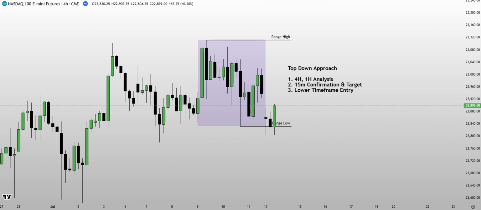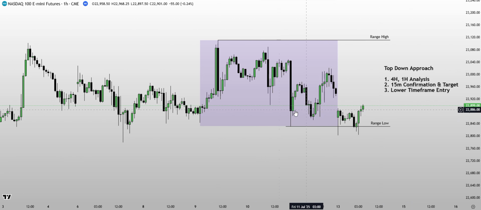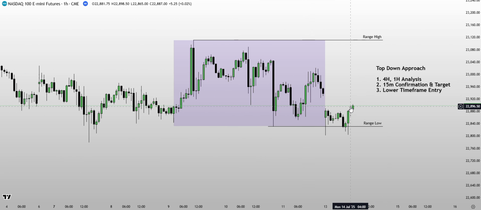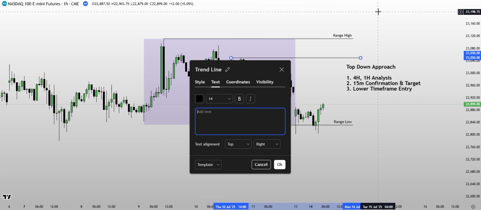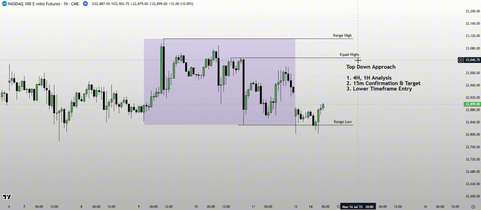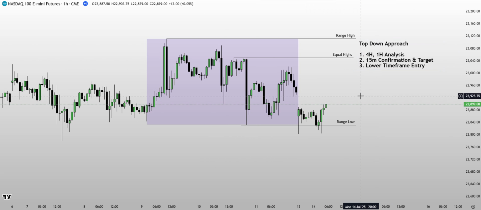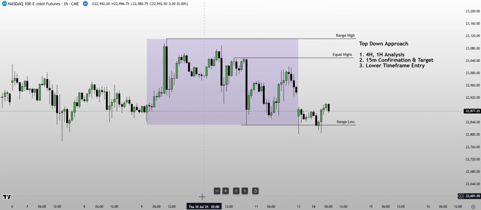Makes complete sense. 1 hour, very choppy. We are just exactly doing what was expected. Well, what do we have here? What do you notice on the 1 hour? Well, we have equal highs right there. Hello. Equal highs right here. There is another highly likely target for price in the direction of the higher time frame move. So we have equal highs here. This PO3 type play does make sense, and we are heading into that AM session.